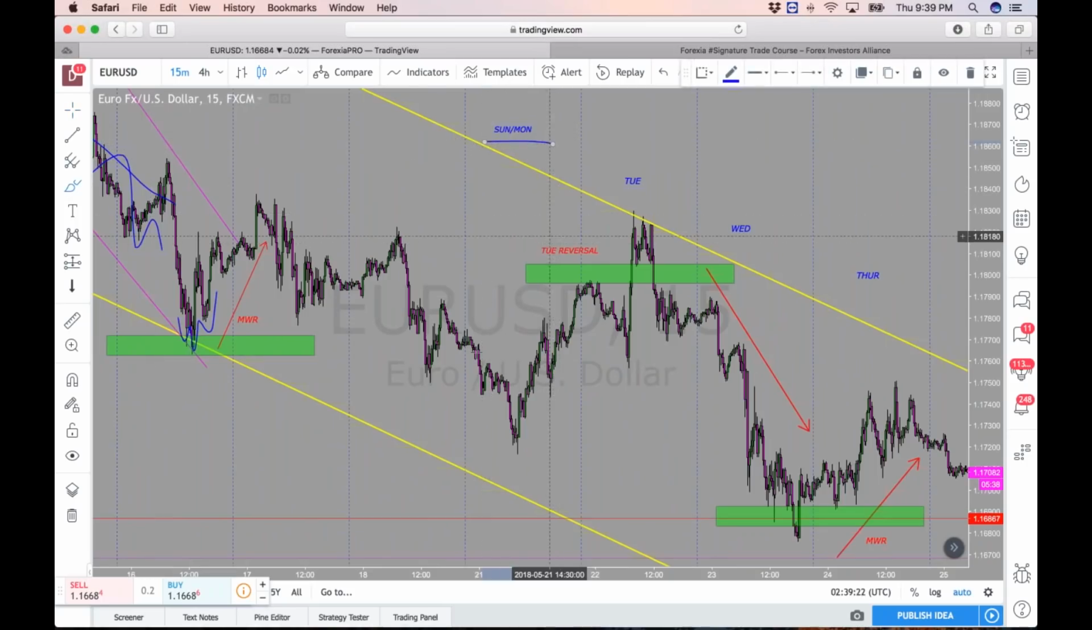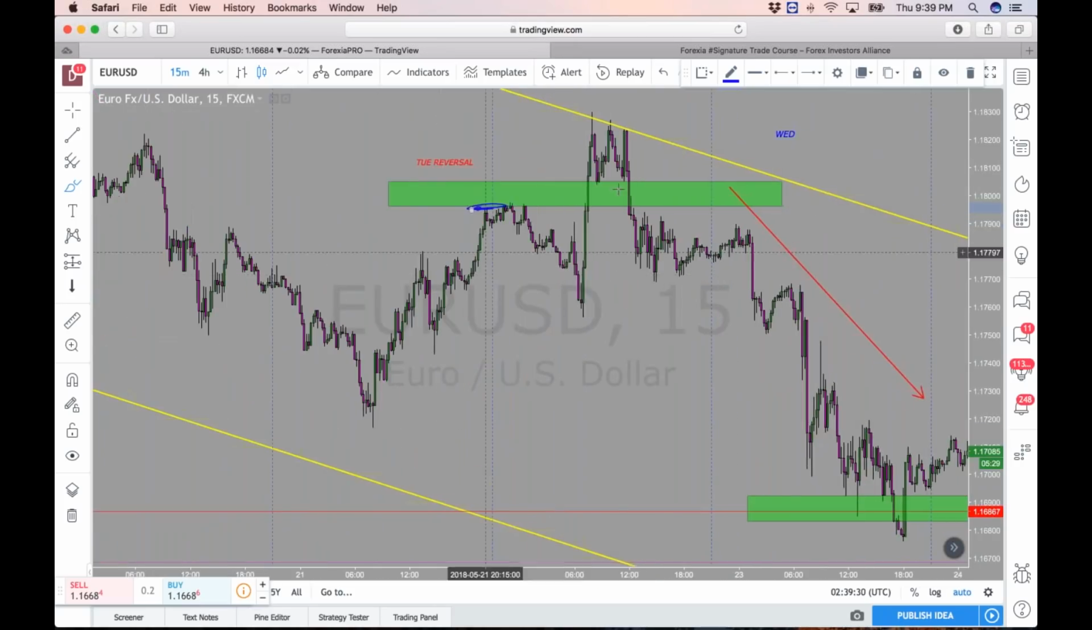Sunday, Monday, once again, we have the high of Sunday right here. Tuesday reversal off of Sunday's high. In this case, they broke out, inducing retail traders to buy. And like I said, you guys, you don't want to just blindly place your limit orders. Wait for a structure to show you a setup.